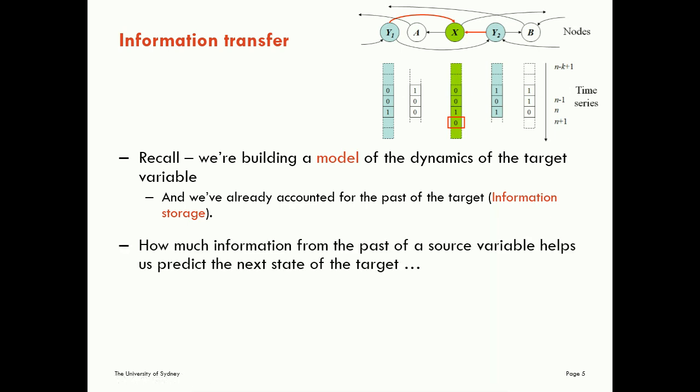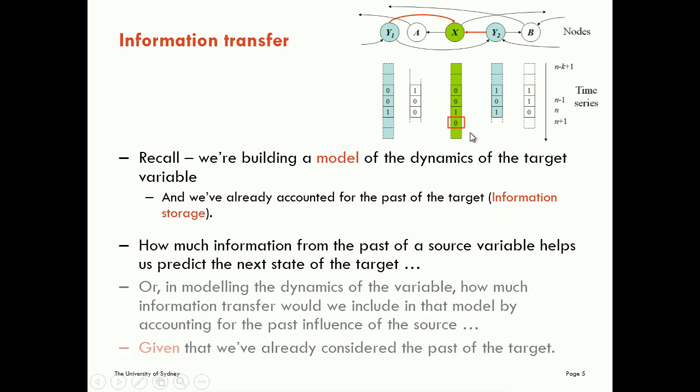So now we're asking how much information from the past of a source, for example, Y1 here, helps us to predict the next state of this target. In other words, when we're modeling the dynamics of the variable, how much information transfer would we include in the model from this source by accounting for its past influence, given that we're already considering the past of the target as our first step.